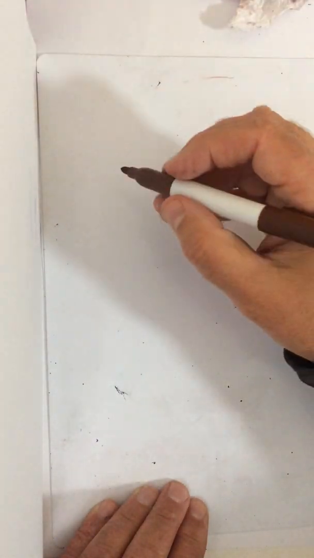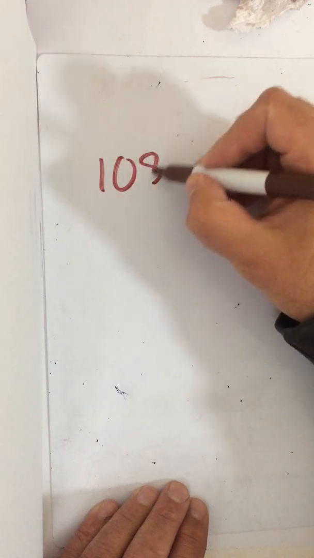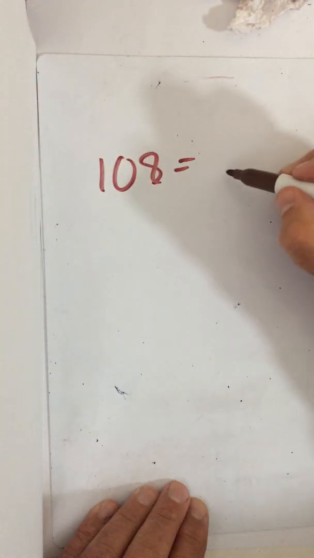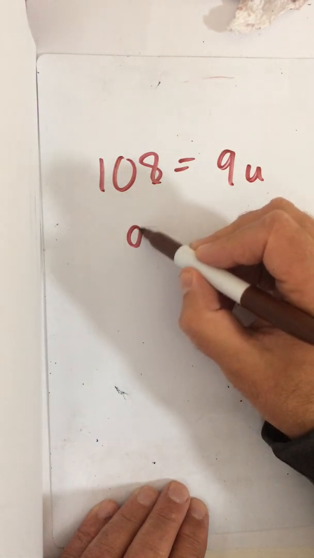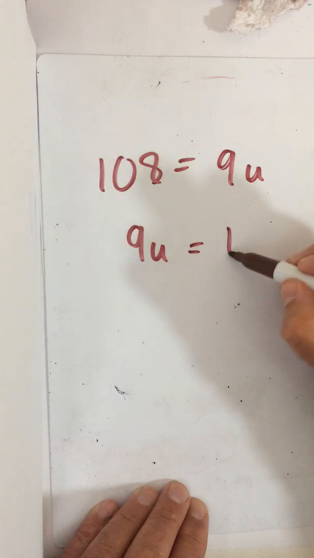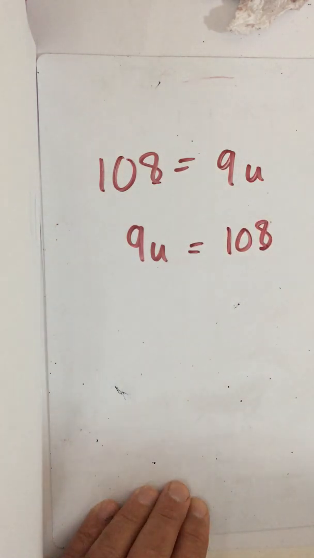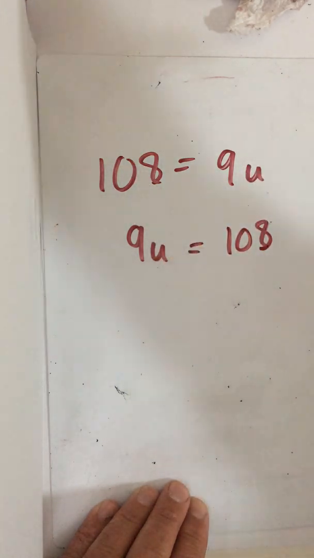Okay. Let's have a look at another one. We'll do 108 is equal to 9u. Now again, I like to have my letter on the left hand side of my equation. So I'm just going to swap them around because it doesn't make any difference. The equal sign just tells me that this side is equal to that side.